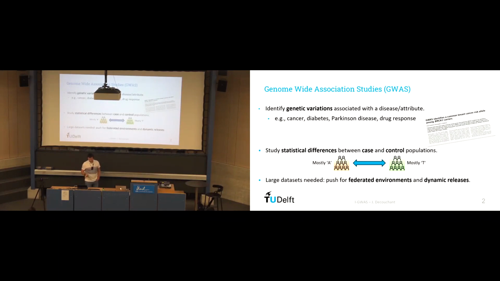So these studies need a lot of genomes, and the more data you have, the more accurate your results are going to be. So this is a reason for federated environments, but also for dynamic releases and updating those results. Sequencing a genome is expensive, so as soon as you have new genomes, you want to be able to update your results. But updating the results is very difficult if you want to maintain privacy.